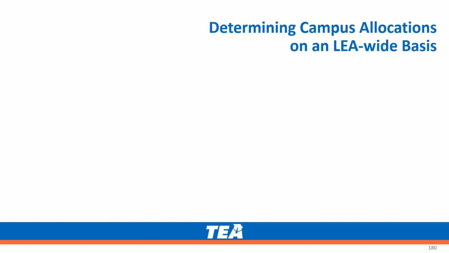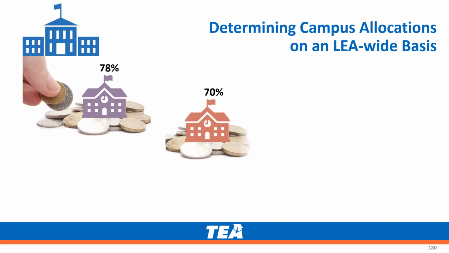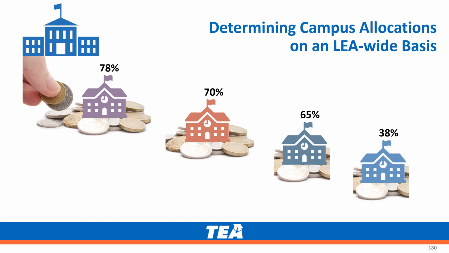ESSA requires an LEA to allocate Title I Part A funds to campuses identified as eligible and selected to participate in rank order based on the total number of public school children from low-income families in each school. An LEA is not required to allocate the same per pupil amount to each participating school. If an LEA allocates different per pupil amounts to participating campuses, the LEA must allocate a per pupil amount that is equal to or higher to campuses with higher poverty rates than it allocates to campuses with lower poverty rates.